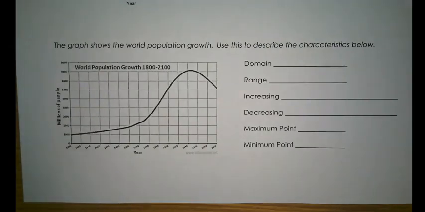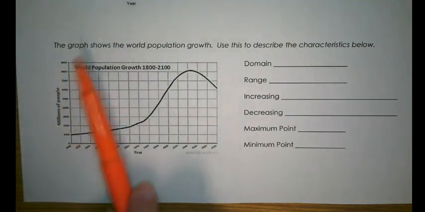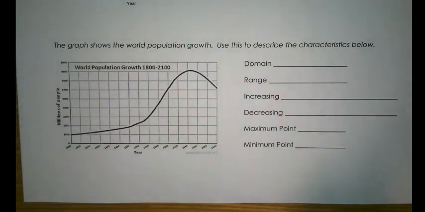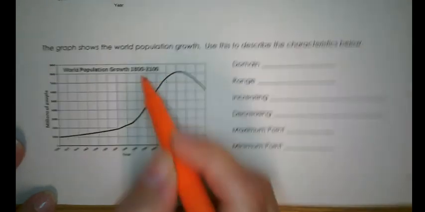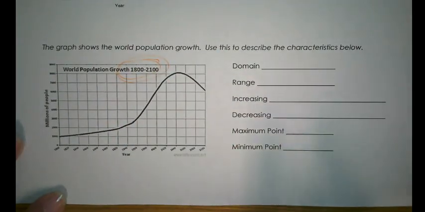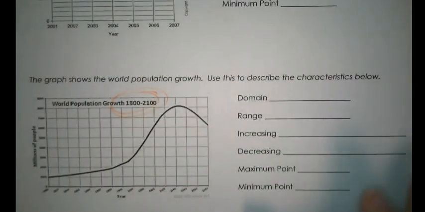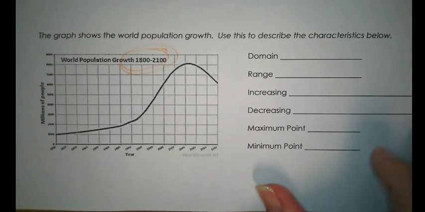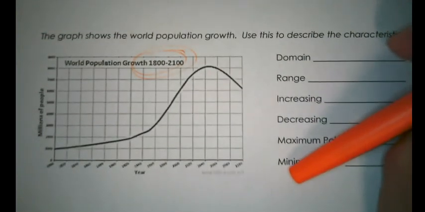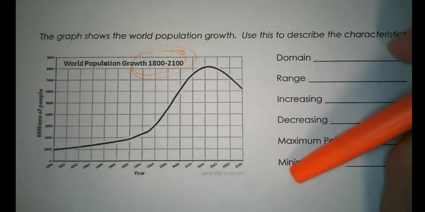Okay, so for our last example, sorry, I had to trim the video down. This graph shows the world population growth, and it is difficult to read these numbers right down here, but if we look right here, we can see the time period was, let's see if I can zoom in a little bit for you, 1800 to the year 2100. I don't even know how we would say that. So that's the time period across the bottom.